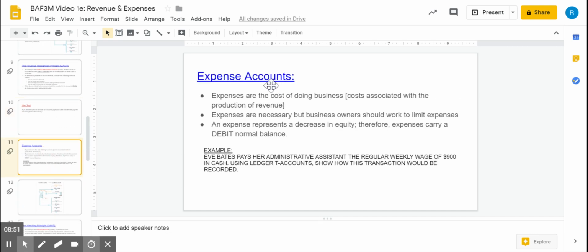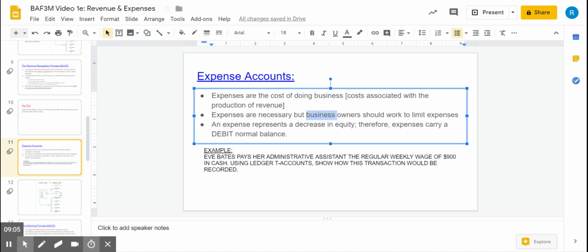Expense accounts first. We've already sort of been through this, but expenses are the costs of doing business. This is what businesses have to incur on a daily basis to help earn revenue. So at the beginning of the course, when you were introduced to liabilities, you might have said, well, what if we just have to pay a phone bill, for example? If we pay it right away, that's an expense. Expenses are necessary, but obviously owners try to work to limit expenses because an expense simply decreases the value of a business, like in that opening example.